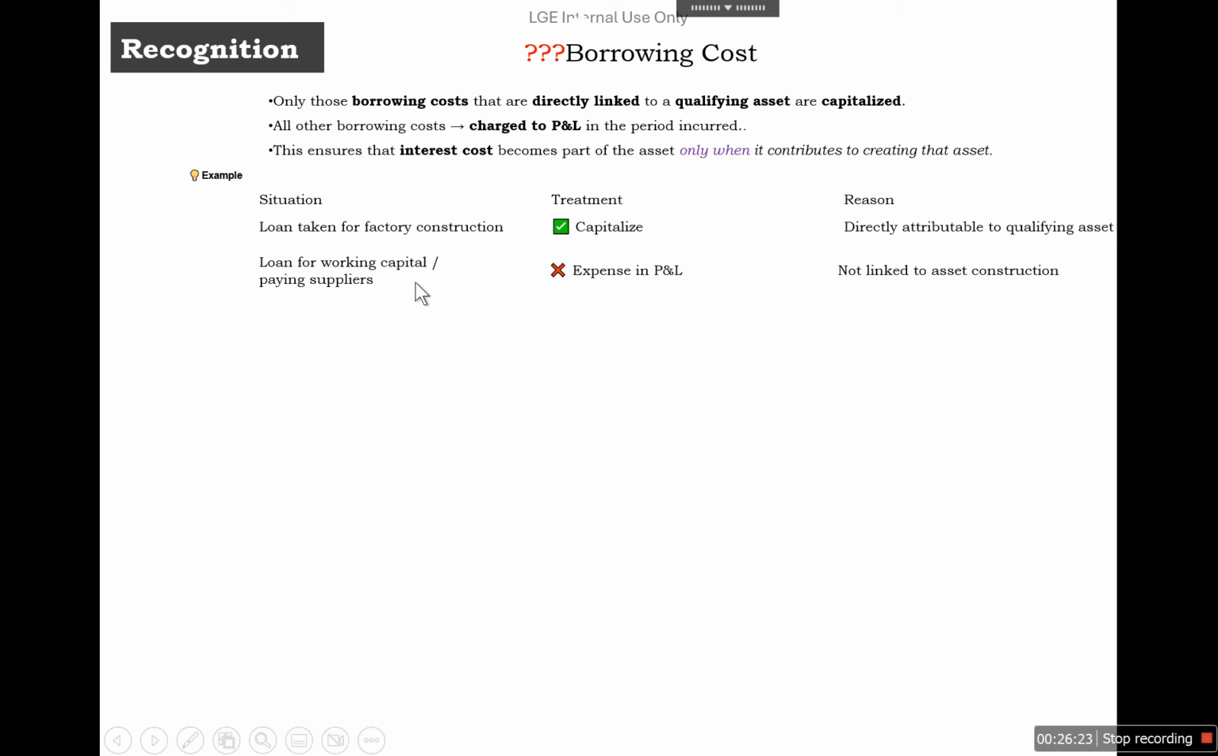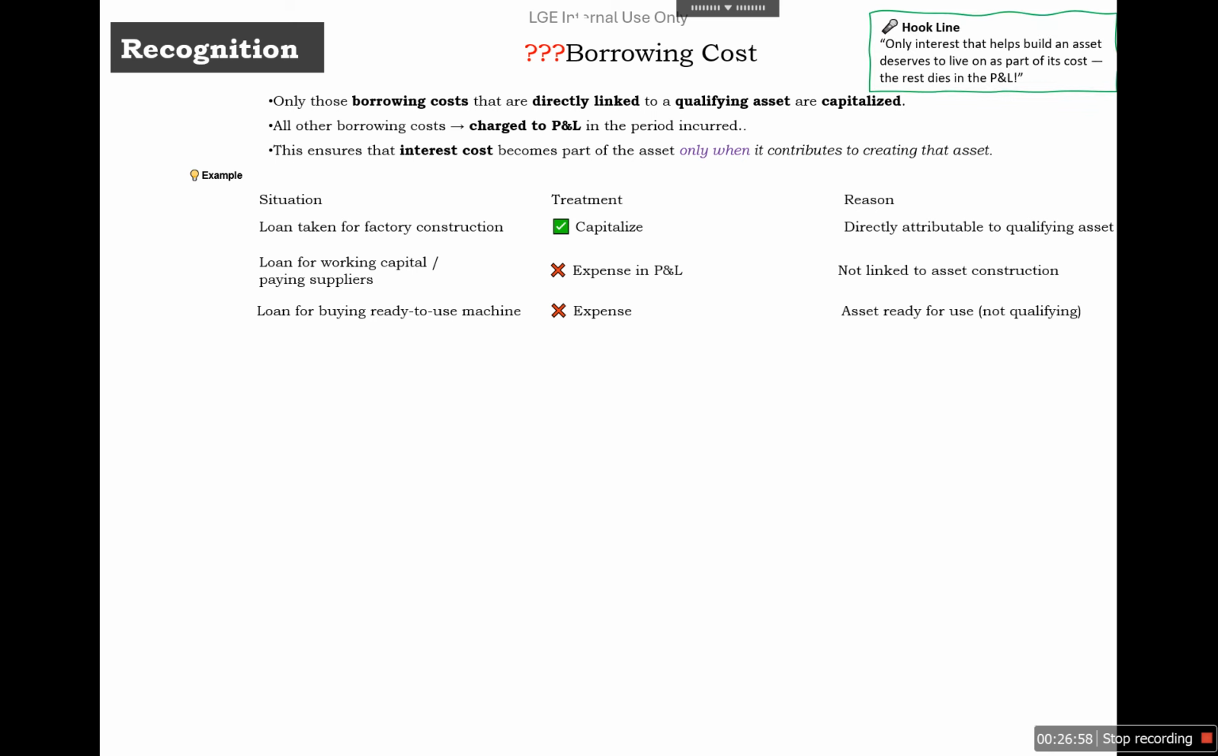And if the loan is for working capital or paying a supplier, we need to expense it off because it is not linked to an asset's construction. And for a loan for buying a ready to use machine, we need to expense it off because as per the definition, a qualifying asset is something that takes a substantial time for getting ready for intended use or for the purpose of sale. But in this case, the asset is ready to use, so it does not fall in the definition of a qualifying asset.